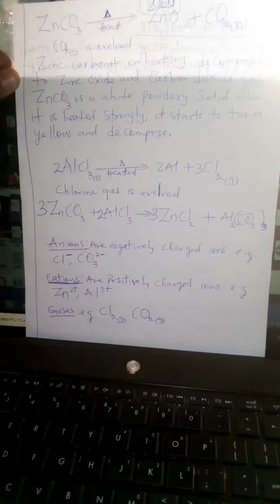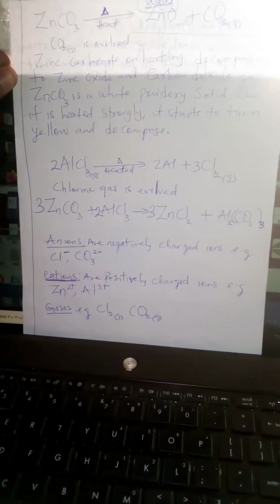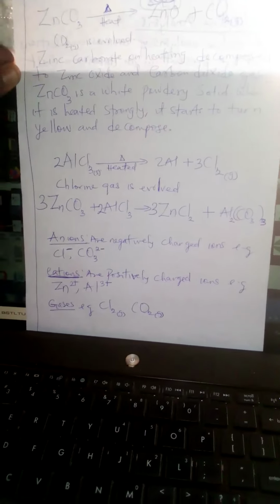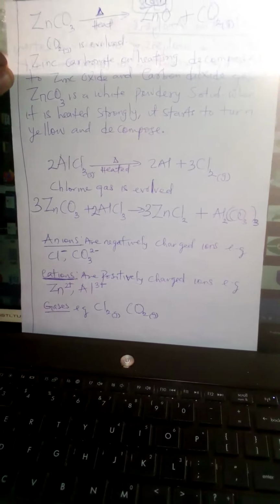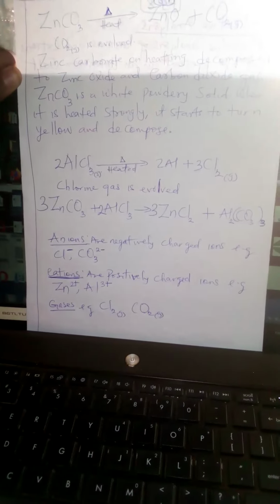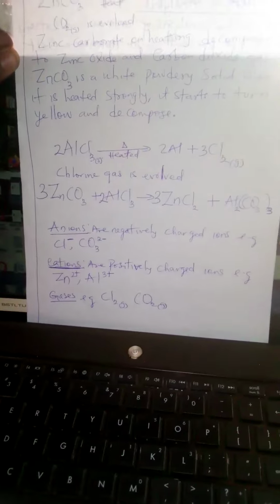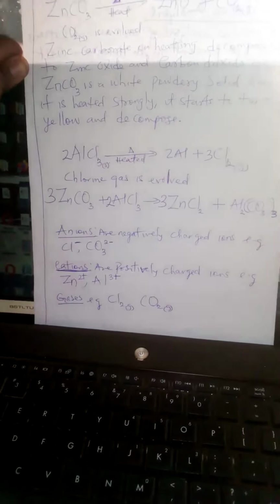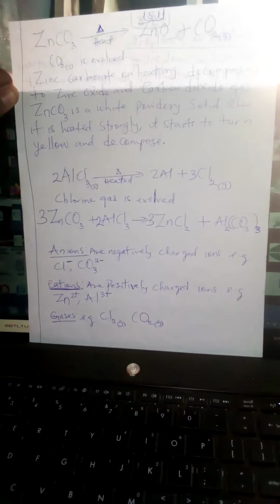So these are the anions that are present there: chloride ion, then carbonate ion. You can see it, Cl minus, CO3 2 minus. Then the cations that are present, you can see them, are Zn2 plus, then Al3 plus. Then the gases that you should be expecting: Cl2 gas, chlorine gas, and CO2 gas. You can also see that clearly stated.